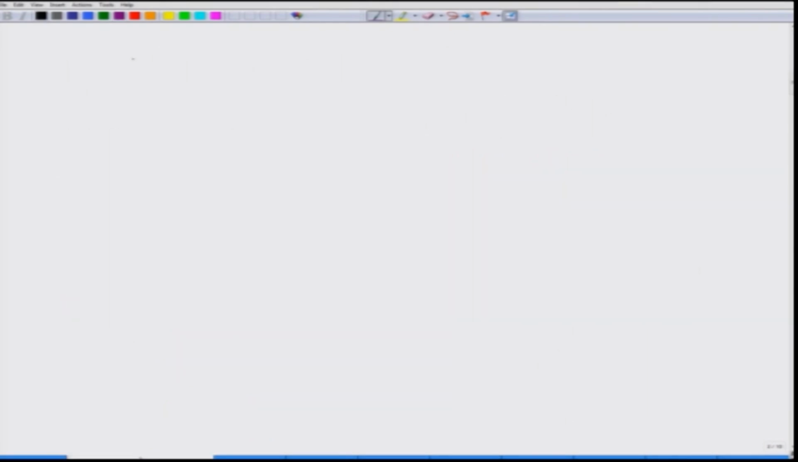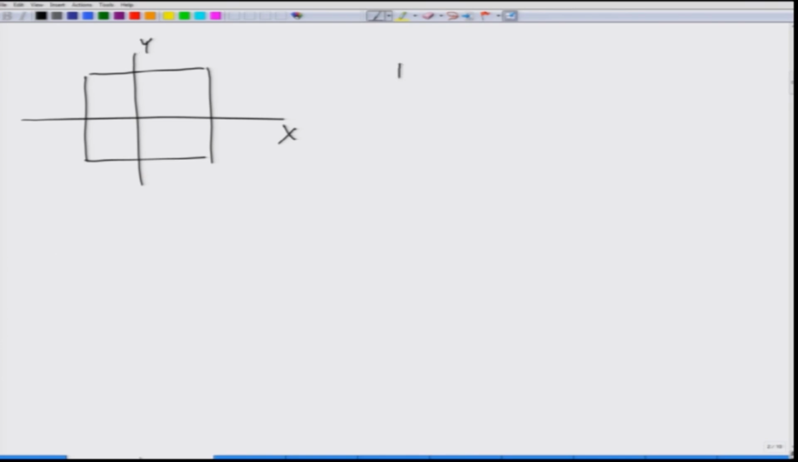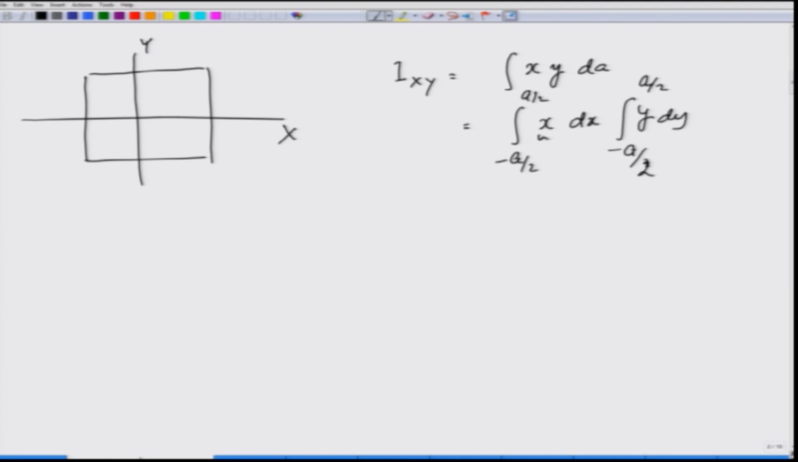How about the product? If I were to calculate the product of inertia, the product of area of this square, then Ixy is nothing but the integral of xy dA, which is the integral of x dx times the integral of y dy, and both vary from minus a by 2 to a by 2. This being an odd integrand and going from minus a by 2 to a by 2, this becomes 0.